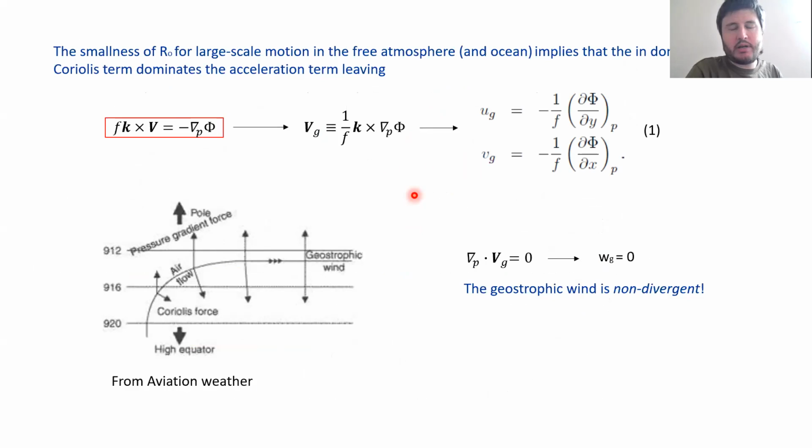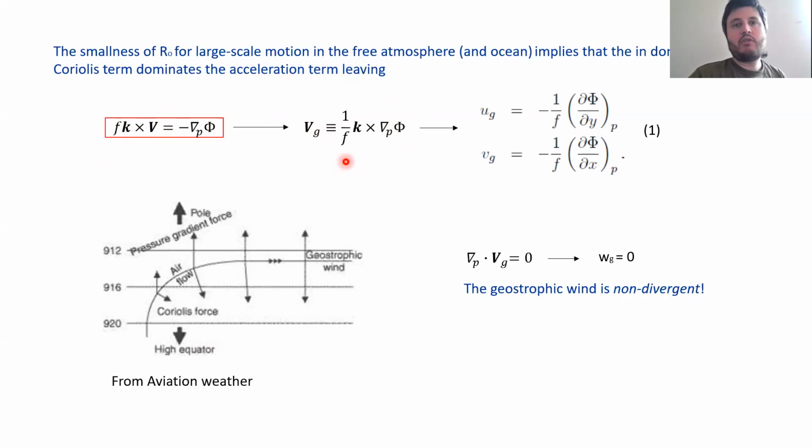So, we've seen that for small Rossby numbers, the large scale motion in the free atmosphere, and also the ocean, but in this course we will not cover the ocean, just so you know that the same equations are also useful to describe ocean fluid motion, implies that the Coriolis term dominates the acceleration term, so we get a balance between these two terms, the Coriolis force and the geopotential gradient force.